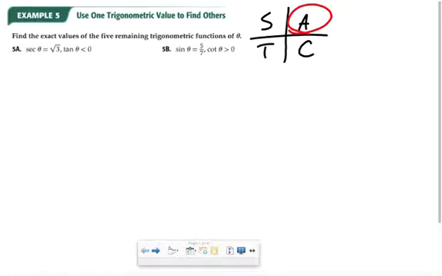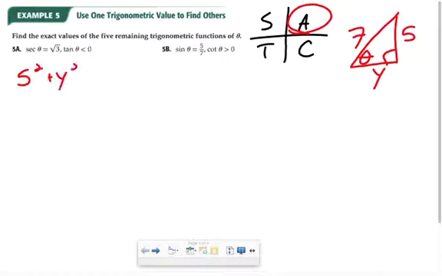In addition, my triangle would have 5 at the side opposite theta, 7 at the hypotenuse, and I would use Pythagorean's theorem to find this length. And since in the last example I kept the radical, I'm going to do the same here. So 5 squared plus y squared equals 49. I'm getting ahead of myself, sorry. 7 squared. Hope you were with me there anyway.